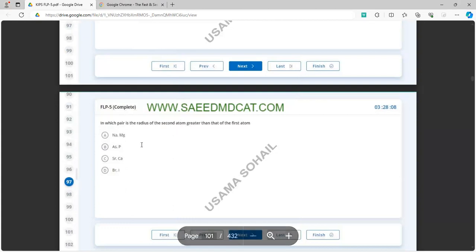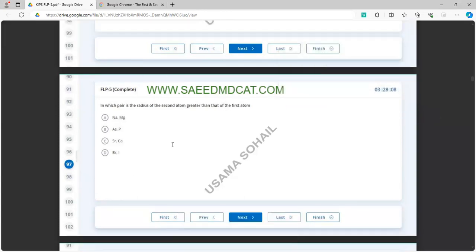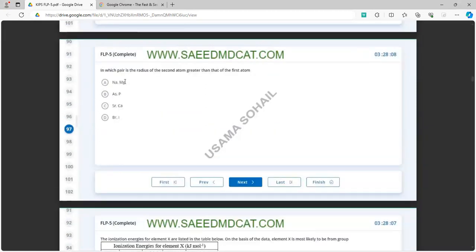Now in question number 97, in which pair is the radius of the second atom greater than that of the first atom? So obviously you will have to know about the periodic trends, that as we go down the periodic table, the atomic size increases. And similarly, if they're in the same period, an atom in group 2 or group 3 would be smaller than that of group 1. So you'll just have to look at the periodic table and then see the correct answer. I think the correct answer is A.